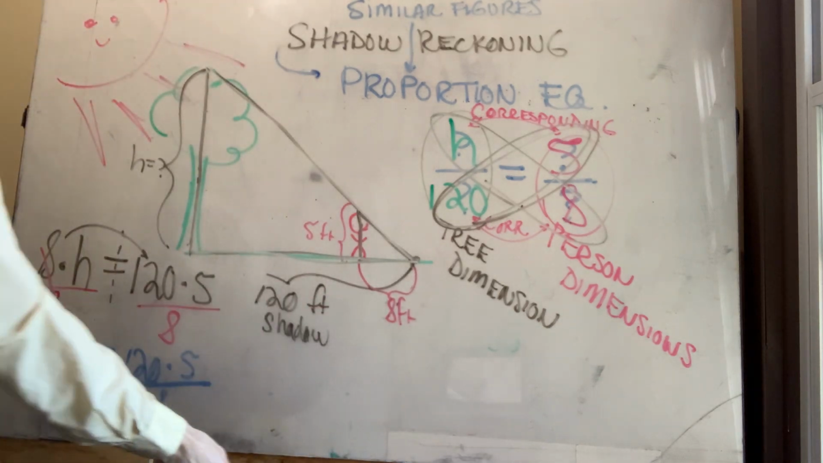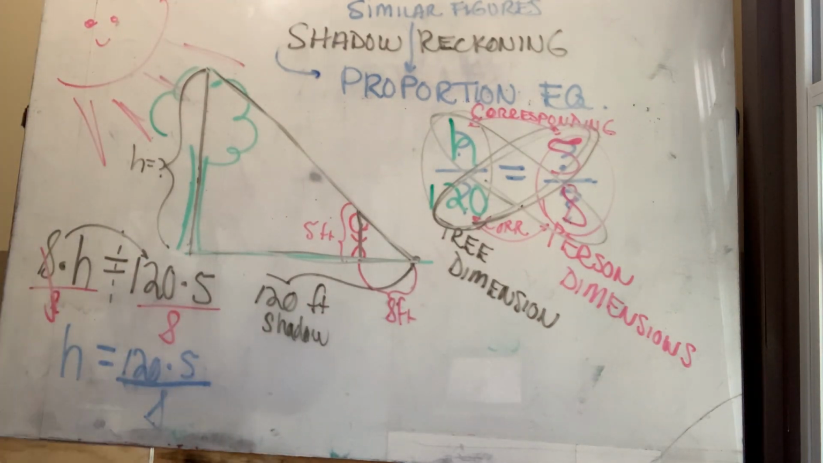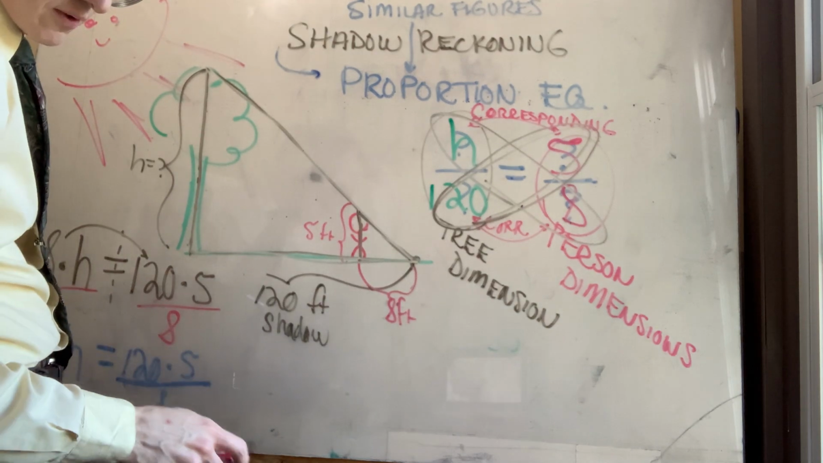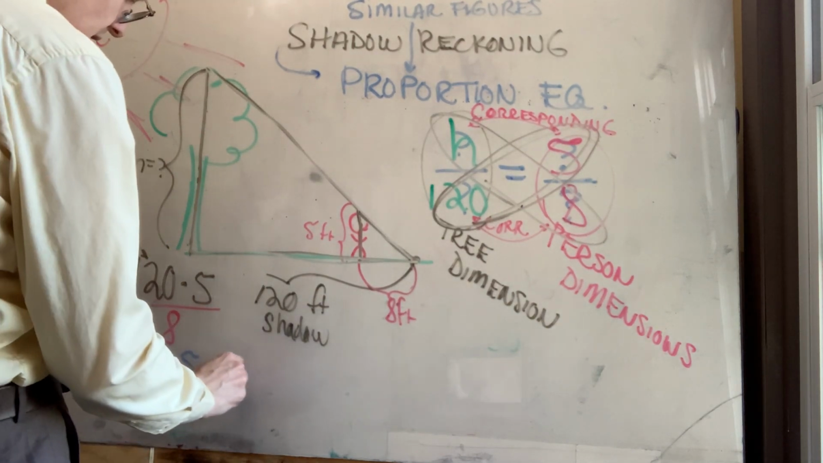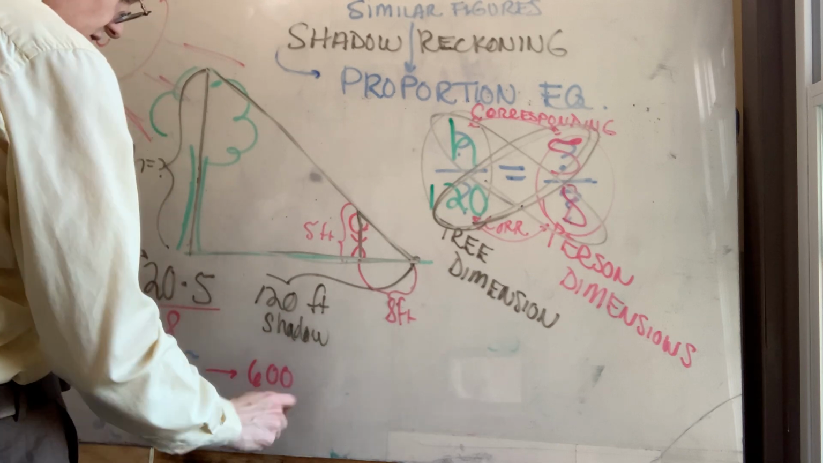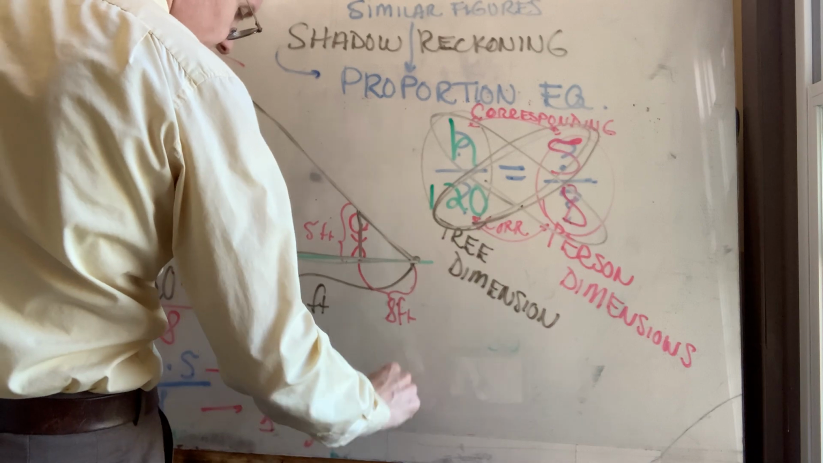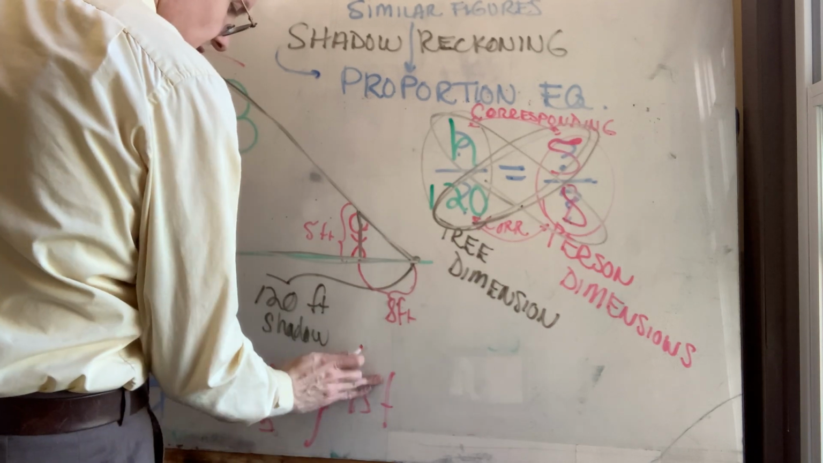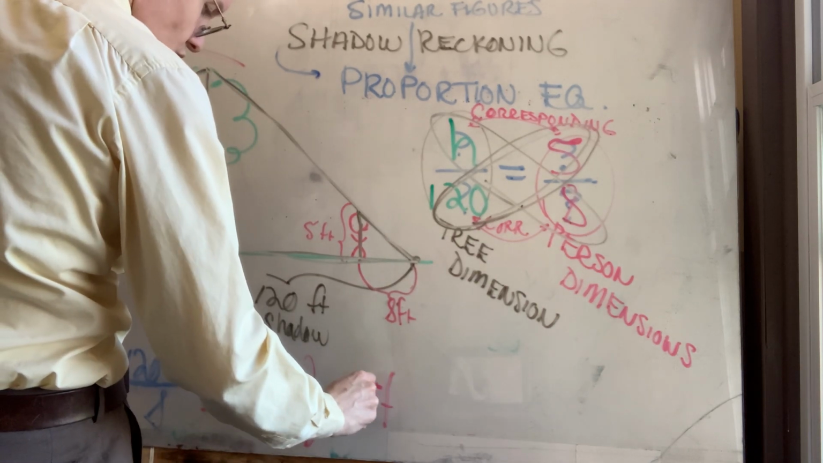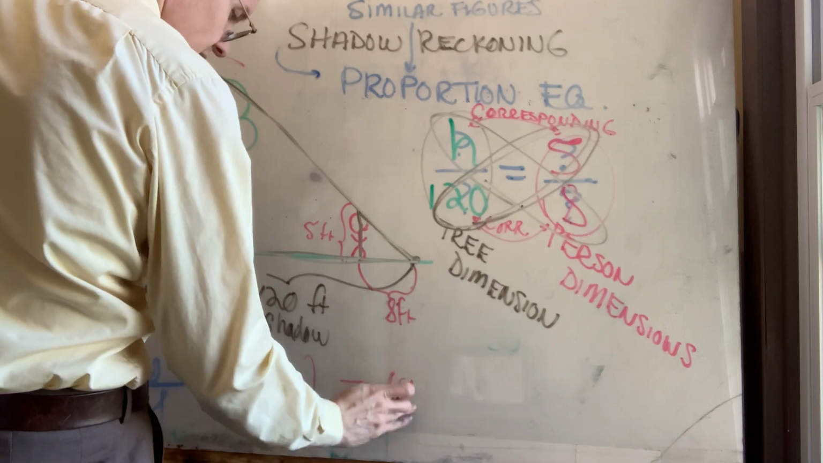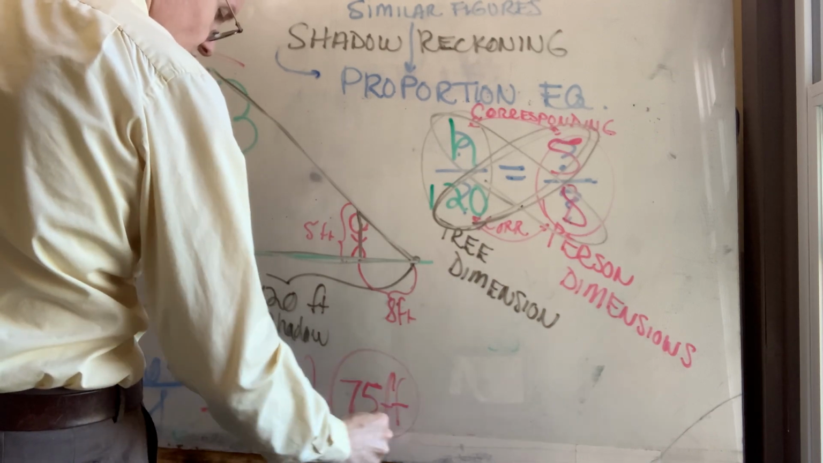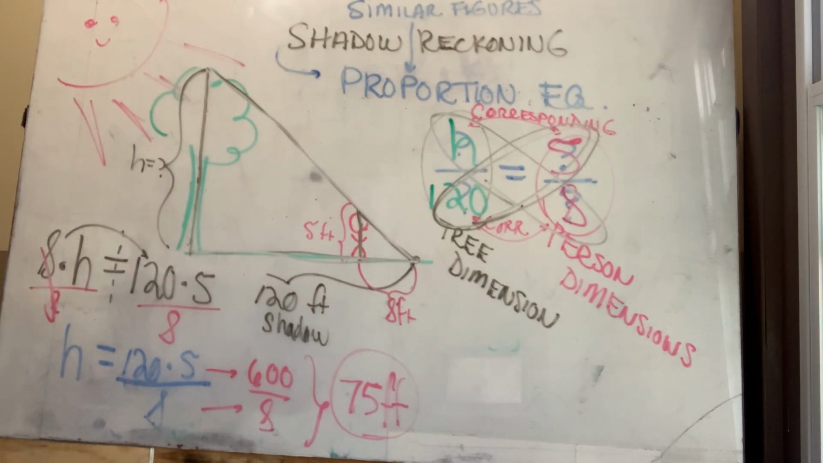Anyhow, this should work out nicely. It actually, just dumb luck, this fraction here terminates. So you end up with 600 over 8, and you end up with 75 feet, which to me is kind of suspicious. It is possible for a tree to be even taller than that, but that's a very, very tall tree.